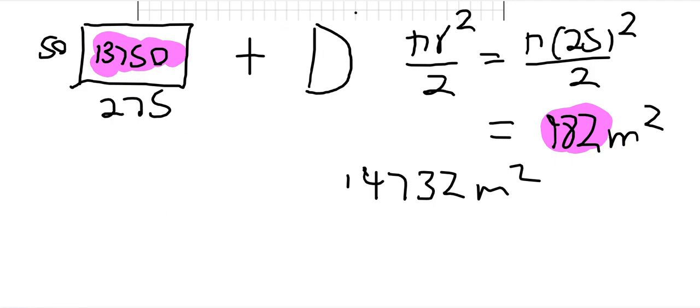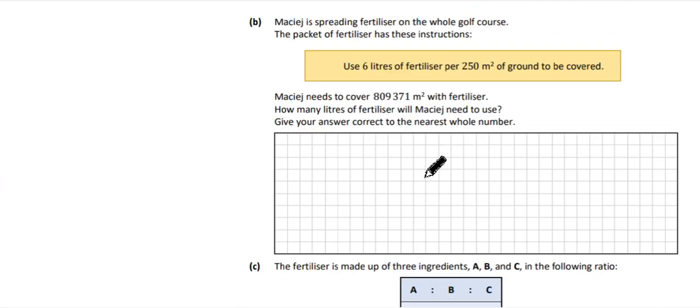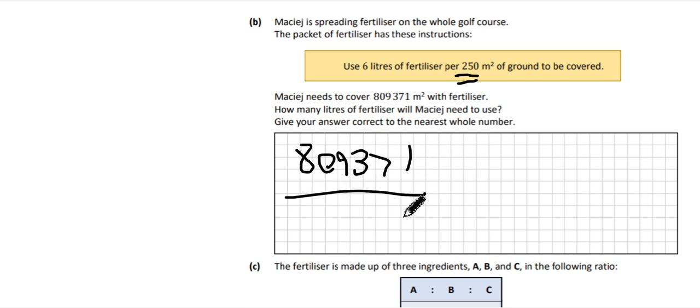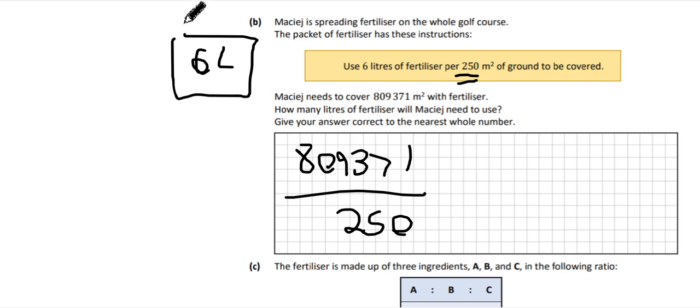Okay. Now, next one. She's spreading fertilizer on the whole golf course, and 6 litres of fertilizer covers 250 meters of ground. She needs to cover 809,371 meters squared with fertilizer. How many litres of fertilizer does she need to use? Okay. That's interesting. So, I think we're going to get to 809,371. And we're going to divide by what? 250.